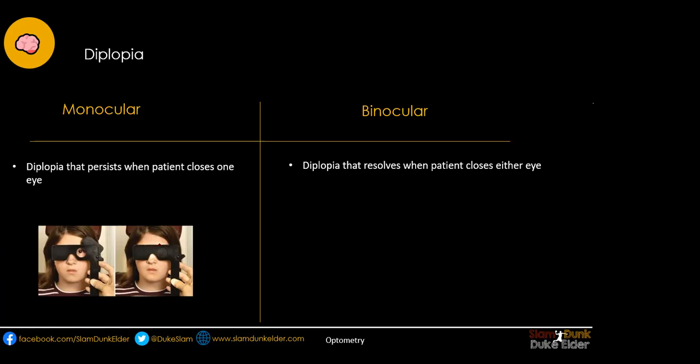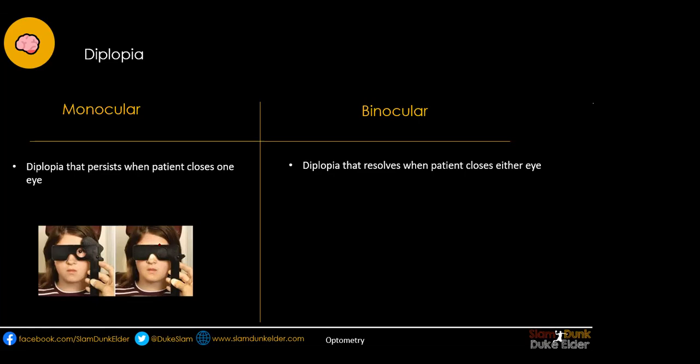Now, binocular causes is diplopia that resolves when the patient closes either eye, and it's referring to ocular misalignment. So that could be referring to extraocular muscle dysfunction, and that could be because they've got a myopathy, they've got restriction of muscle movement, or there's an orbital inflammatory process affecting the muscles and how they move. You could have problems at the neuromuscular junction, such as in myasthenia gravis, which means that the eyes can't move together symmetrically. It could be cranial nerve palsies. So we talked about 3, 4, and 6. That affects how the eyes move symmetrically together.